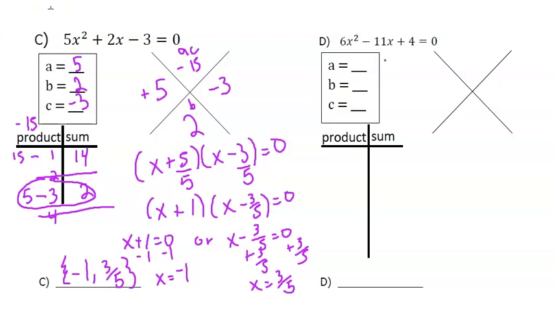Let's look at D. 6x squared minus 11x plus 4 equals 0. There's no GCF besides 1. It is already set equal to 0. So we'll just identify A, B, and C. 6, -11, and +4. A times C would be 24. B is -11. Let's write the factor pairs of 24.